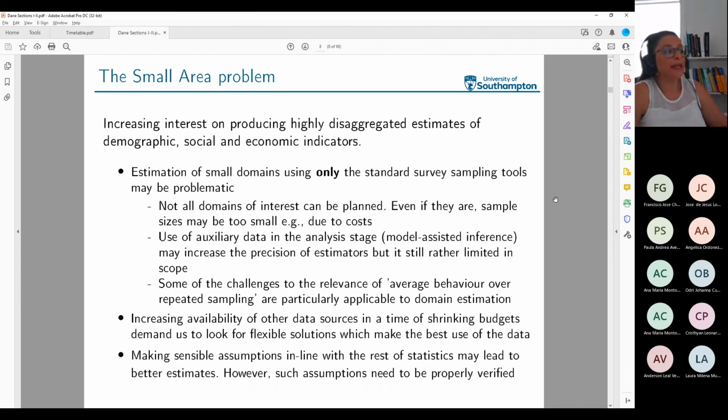And finally, making sensible assumptions, which is actually what we do everywhere else in statistics, but in survey sampling, may lead to better estimates. However, if you're happy to make those assumptions, then you need to make sure that those assumptions are properly verified. Okay? So that's all I had to tell you about the small area problem and the 2 frameworks of inference, data sources as well. Now I have 2 examples where I'm going to present 2 study cases, and talk a little bit with you about those 2 study cases.